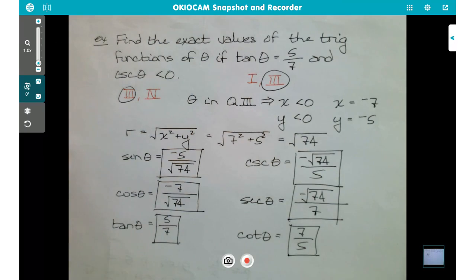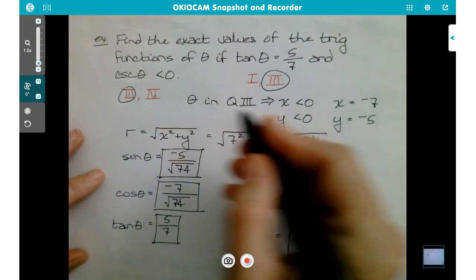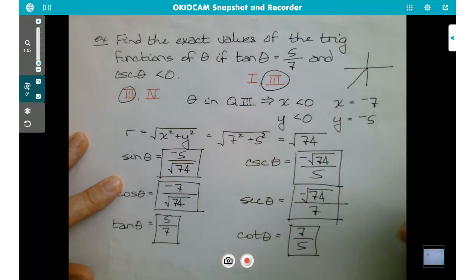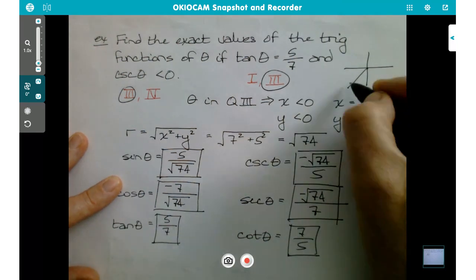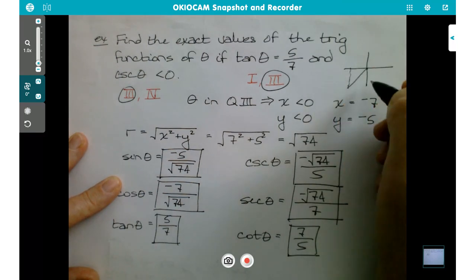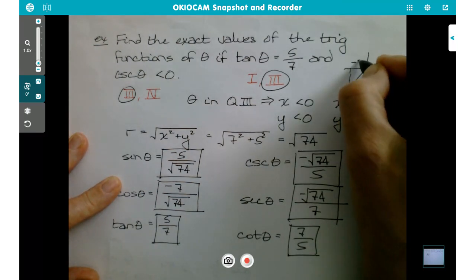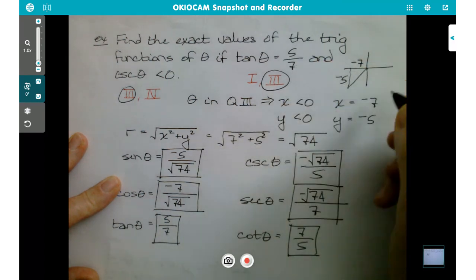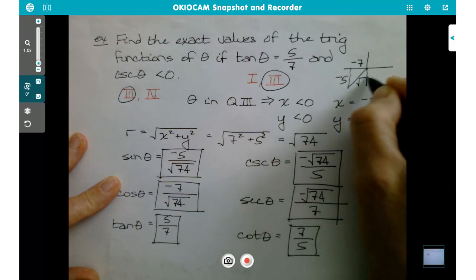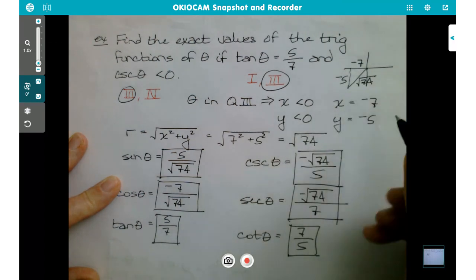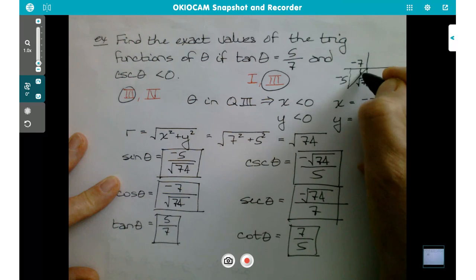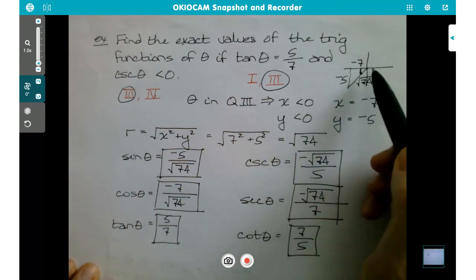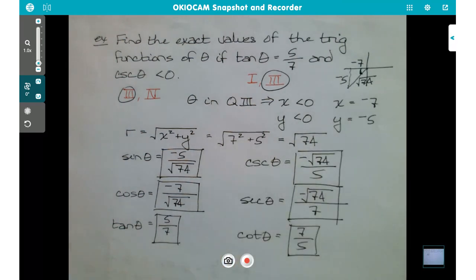If you like the picture, you can definitely draw a picture. I know that my angle is in quadrant 3, so it's there somewhere. The proportions don't matter really at all. X is negative 7 because I'm in quadrant 3. Y is negative 5. R we'll find the same way, and it's still the square root of 74. And you can think opposite, adjacent, hypotenuse if you like that better. So either way, with the triangle or with x, y, and r, there's our 6 trig values.